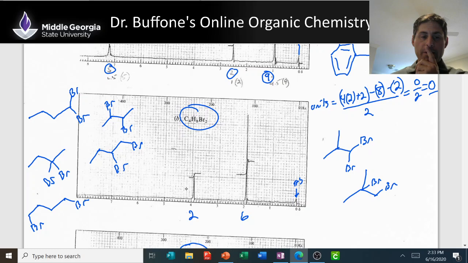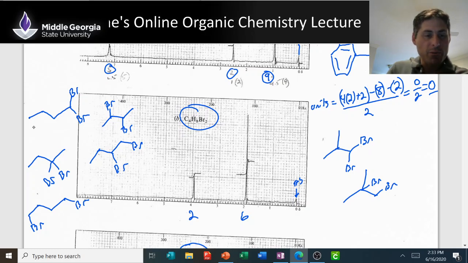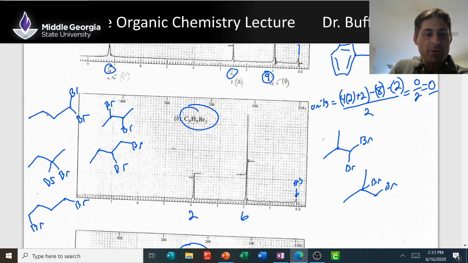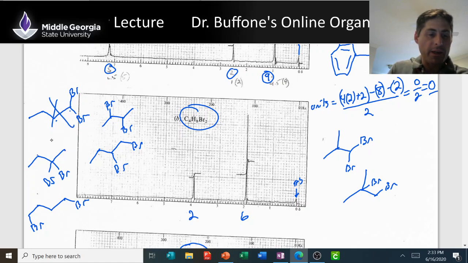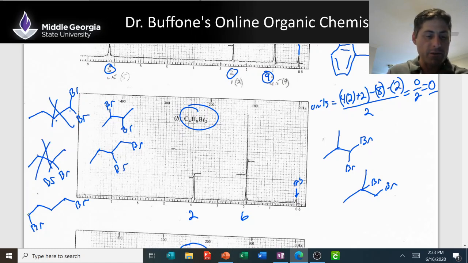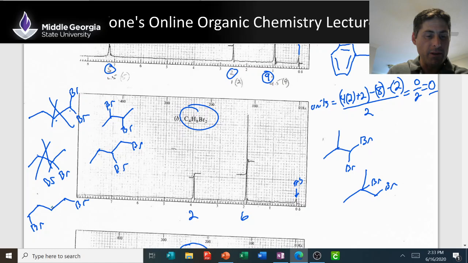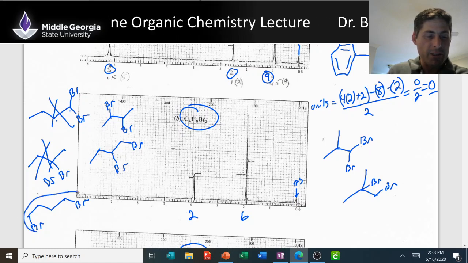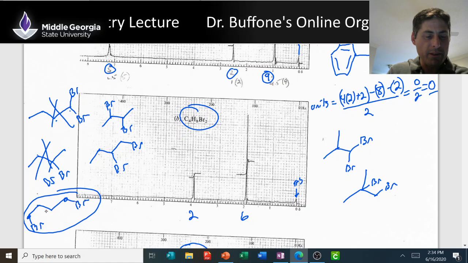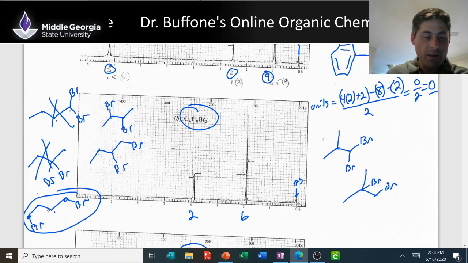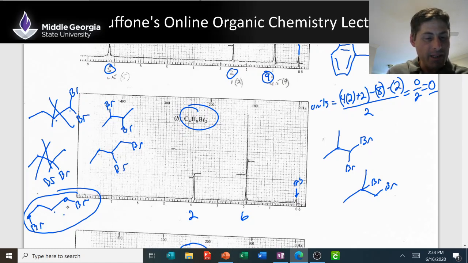Okay. So with 2 signals, could we have this one? No. 1, 2, 3, 4. No good. What about this one? 1, 2, 3. Nope, because there's 3 signals. This one, right, these are equivalent and those are equivalent. This is a 2 signal deal. These two methylenes are equivalent. These two are equivalent. But the splitting, right?